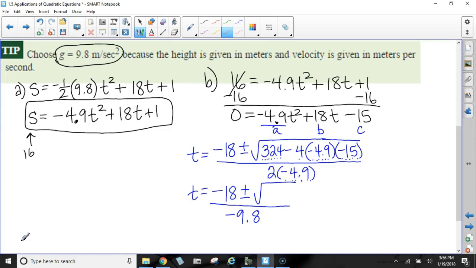All right, my little screencasting program cut me off on the last example because I reached the max recording time. Sorry about that. I will keep these a little bit shorter from now on. But here we are still solving this for t.